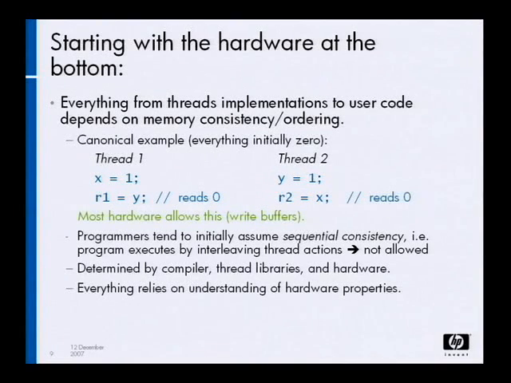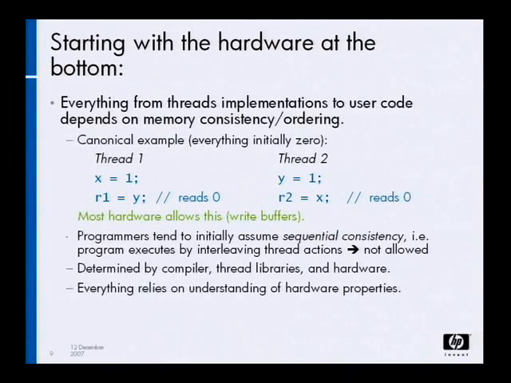There are, in fact, some basic algorithms that rely on the fact that this can't happen. And a lot of programmers, when they first start to program with threads, basically assume that this is the case. They implicitly assume what's normally called sequential consistency, which you can informally define as the threads behaving as though the steps of the individual threads are just interleaved. So by people's normal intuition, this outcome here should not be allowed. Whether or not this is allowed, in fact, is determined by all sorts of things, including the hardware, the compiler, and thread libraries, and so on.